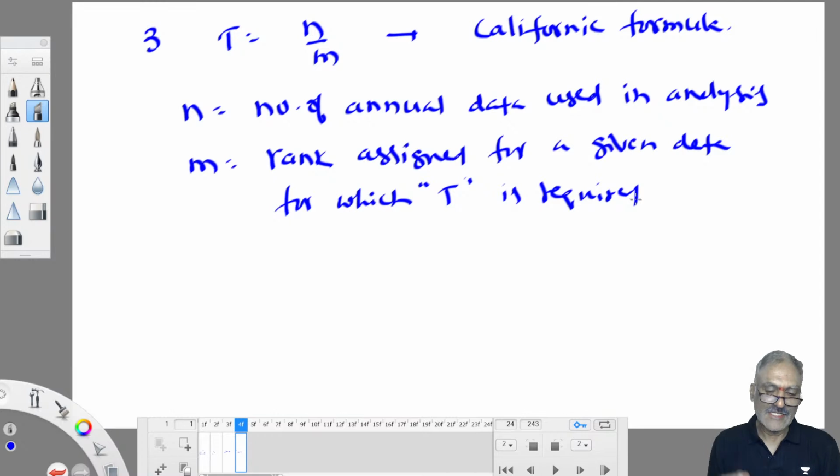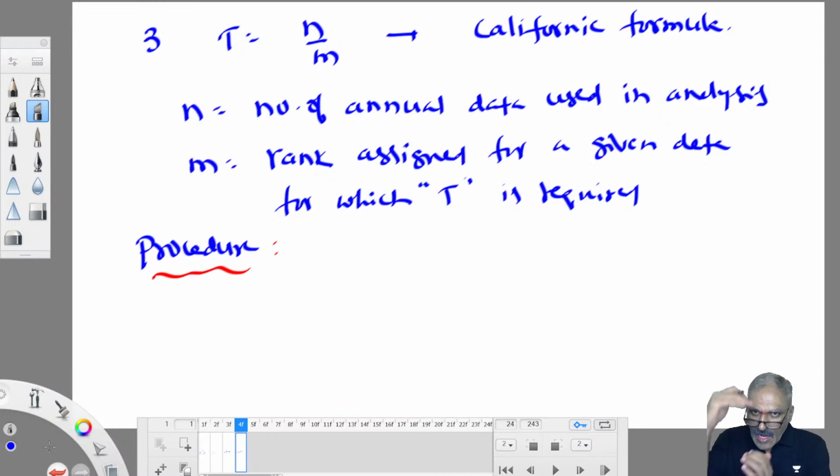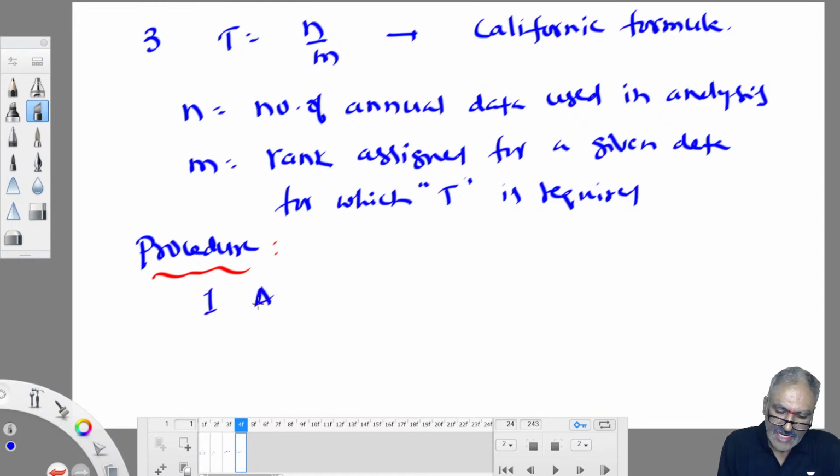Now let us see the procedure. How to arrange this? The procedure is to arrange the data in descending order of their magnitude. Descending order means highest to lowest. Descending means you are climbing down, from a high point to low. So high to low is called descending, and low to high is called ascending. Climbing up is ascending, climbing down is descending. So first, arrange the data in descending order of their magnitude.